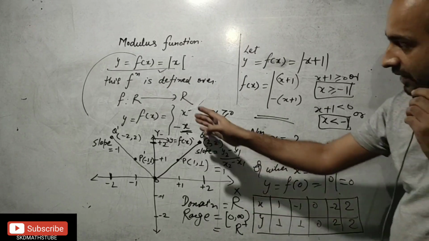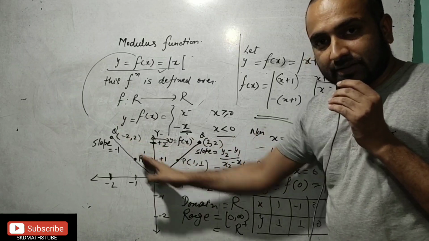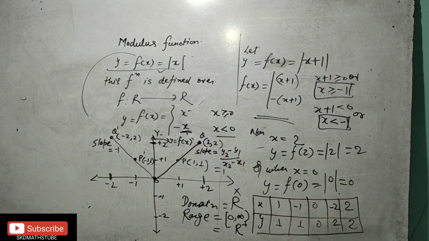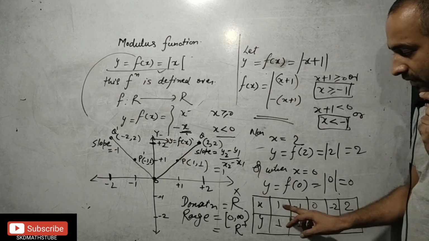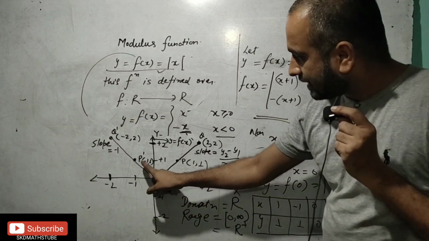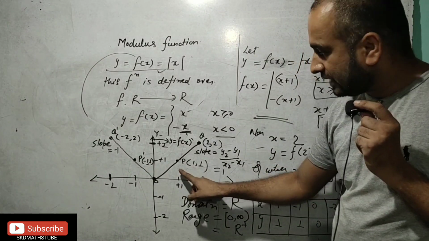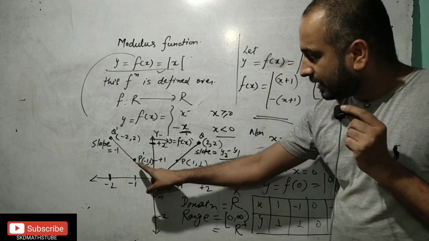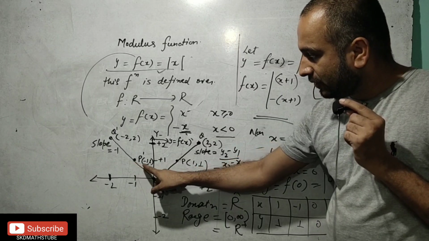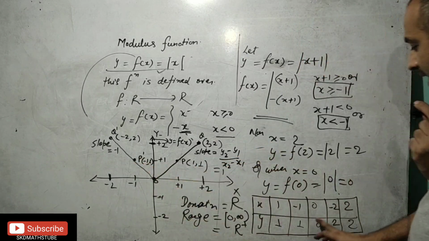According to this, I have already made the graph of this function. When x is equal to 1, y is 1. So here I have plotted x is equal to 1, y is also 1. This point is minus 1 comma 1. Where is minus 1 comma 1? Here, this is a point P dash. This will give you the coordinate minus 1 comma 1. Next is 0 comma 0.